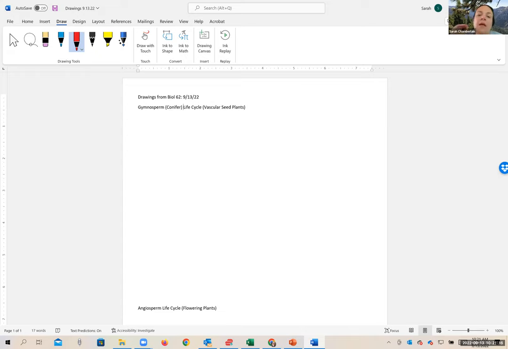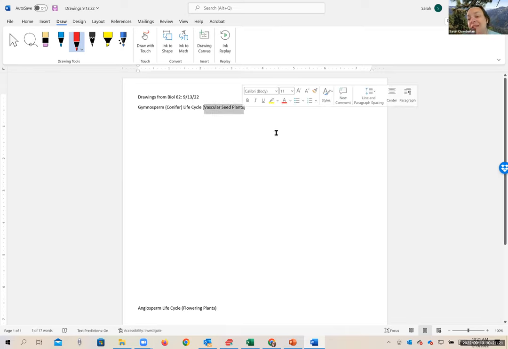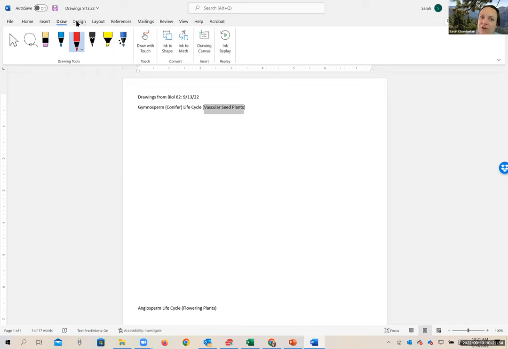What gymnosperms are, is they are the vascular seeded plants. So not only do they have vascular tissue, which happened in the previous burst of new hotness in our ferns and their friends, but in addition to that, the other really big deal is that now we have things called seeds. And we're going to find out what a seed actually is. I know you're thinking, I know what a seed is, but do you really know what a seed is? We'll find out, won't we?